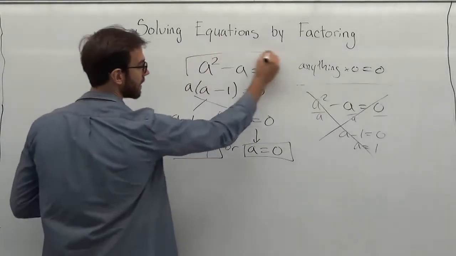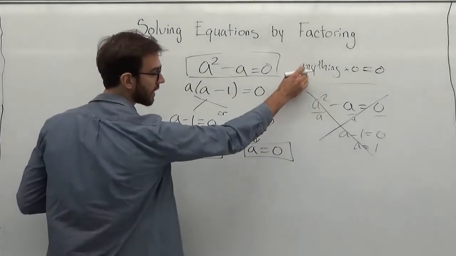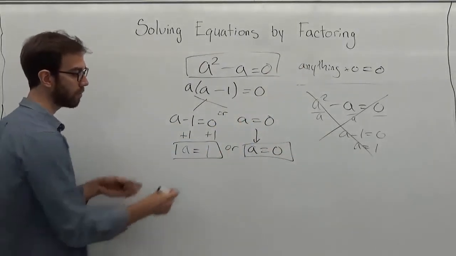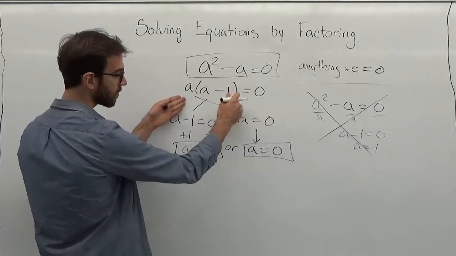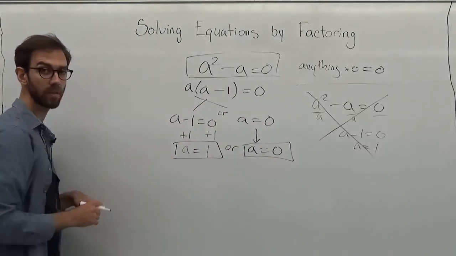When you're given something like this, your first step should always be to factor, and then using this idea that anything times 0 is equal to 0, you break this new equation up into simple equations and you solve for those variables individually.